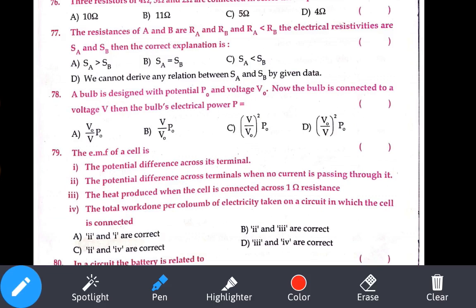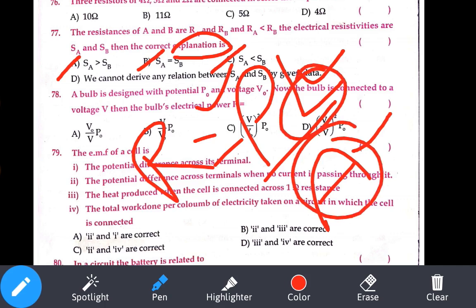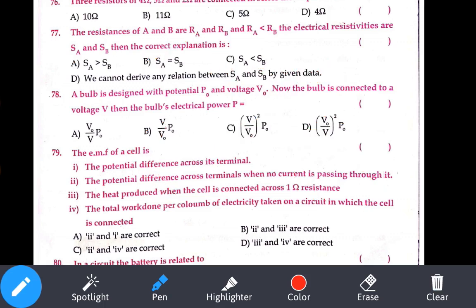Now the resistances RA and RB, and RA resistance is less than RB. Okay, the electrical resistivities are SA and SB. Then the correct relation is, so if you observe the relation of resistance and resistivity, R is equal to rho L by A. So resistance depends on resistivity, length and area. Now the options they have given: SA is greater than SB, SA is equal to SB, and SA is less than SB. How can you say directly? Because resistance also depends on length and area. So without knowing the length and area, we cannot decide whether it is more or less. What we can say is that we cannot derive any relation between SA and SB by the given data. Option number D is our answer.